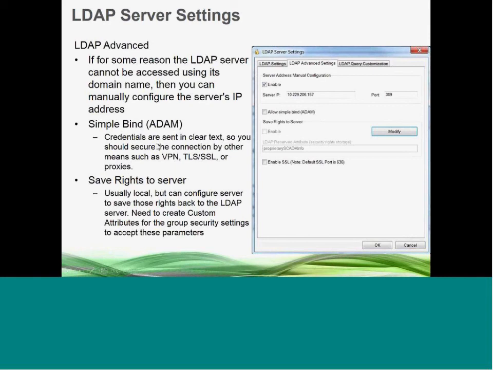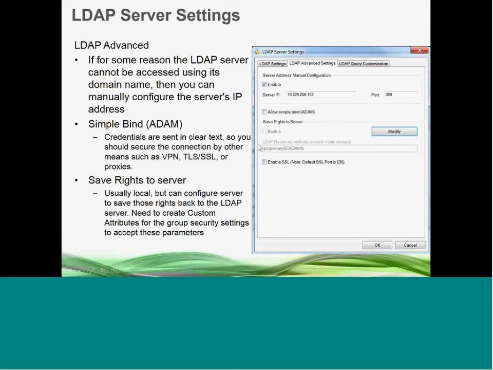And something to note, and this is listed in the help system, when you use the Atom system, the simple bind credentials are sent in plain text or clear text. So you really should make sure that you secure that connection with either a VPN, TLS, or SSL type connection or proxy, and that'll prevent that clear text from being exposed as it goes through the wire.